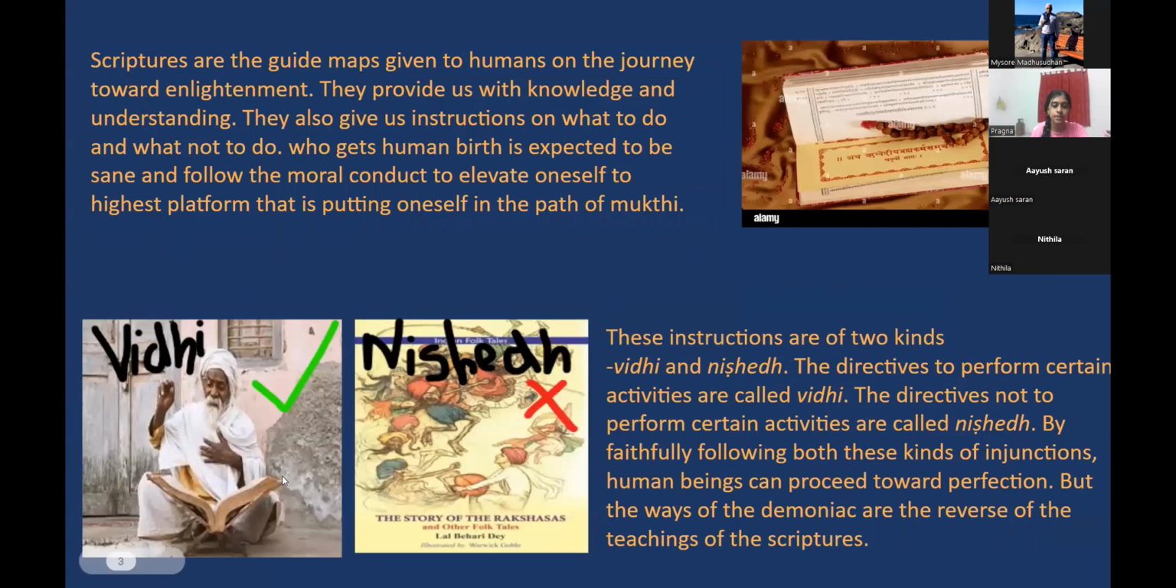Okay, so scriptures, as we all know, are the guide maps which are given to humans on our journey of bhakti to become one with the Paramatma. The scriptures have all the instructions and directions to provide us with knowledge and understanding of the journey and all about the Paramatma. They also give us instructions on what to do and what not to do.